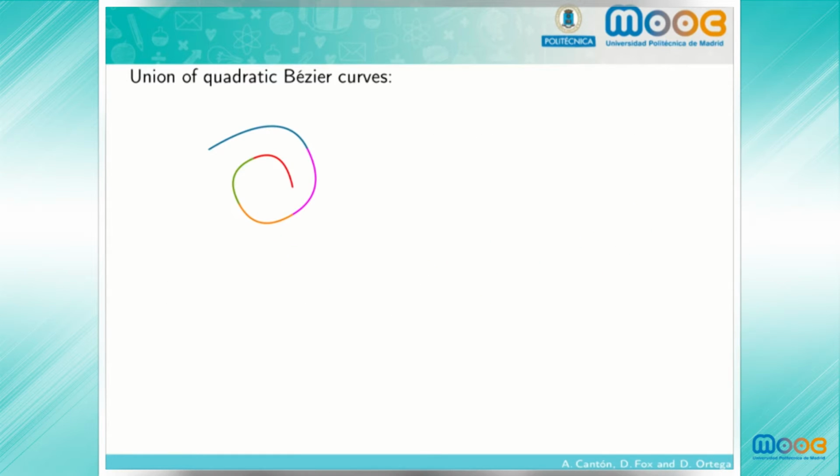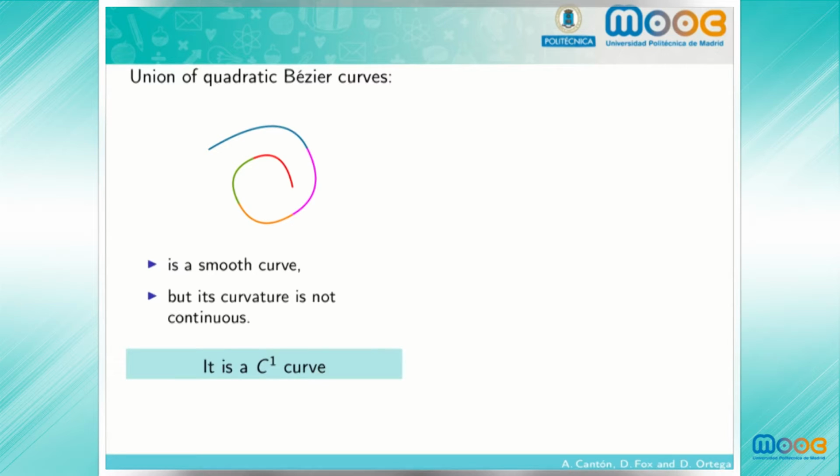From the previous examples, we can observe that the union of quadratic Bezier curves is a smooth curve because it has no corners, but it's not very round. This is because its curvature is not continuous. This is what we call a C1 curve.